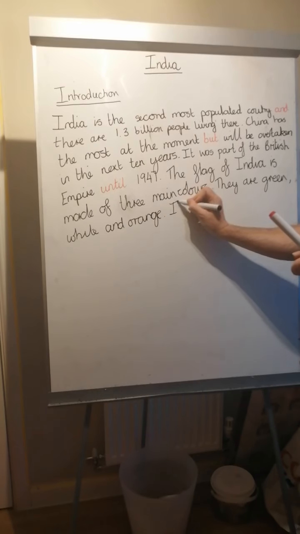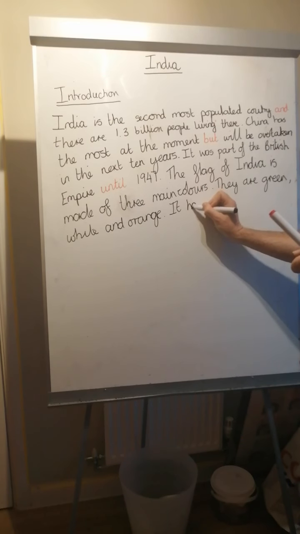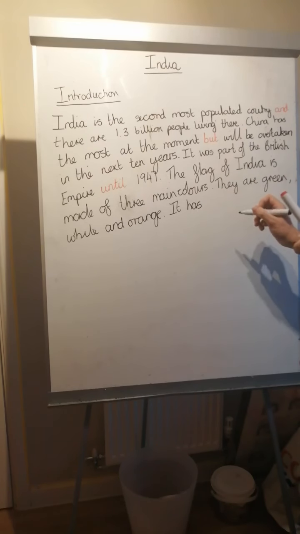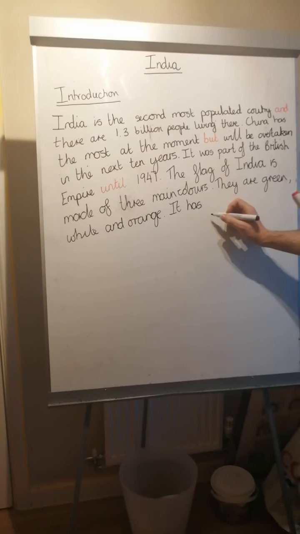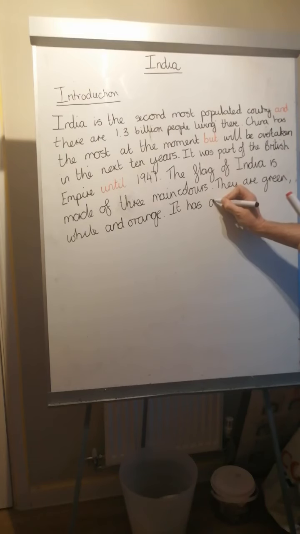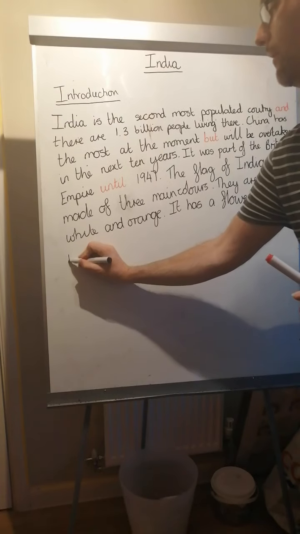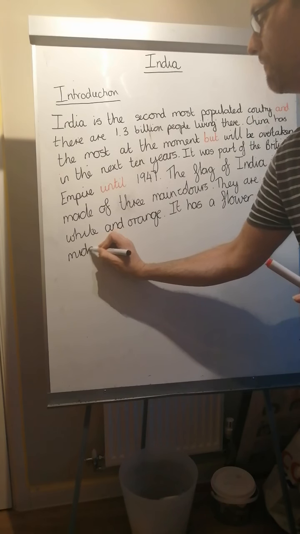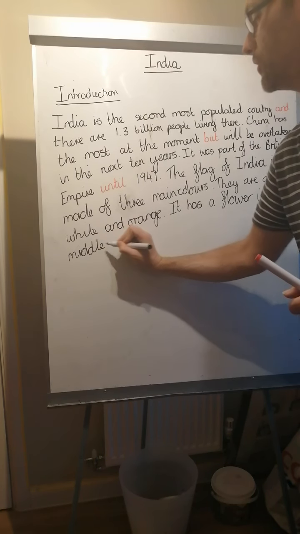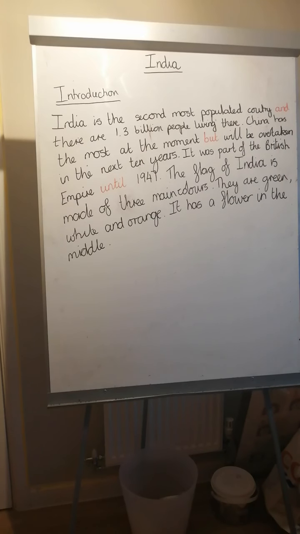It has a flower in the middle, which some say is the lily, which is the flower of India. It has a flower shape, flower in the middle. So you want to try and put as much information as you can into each section that you write.